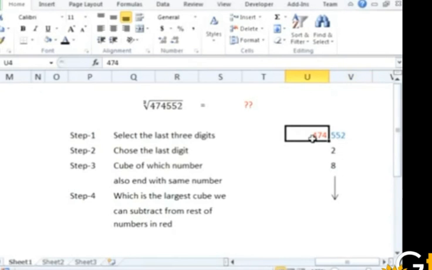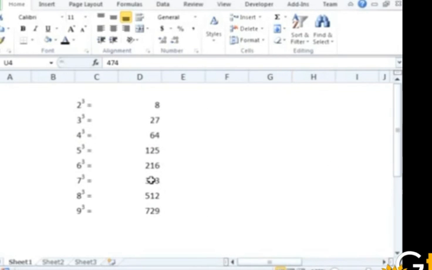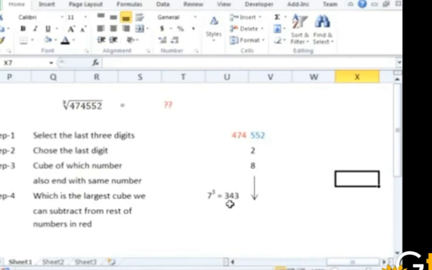So I'm going back to my table. I can find that 7 cube is 343 and 8 cube is 512. So 7 cube, 343, is less than my number. So I'm going to take this 7 cube, 343, which is less than 474, right? So the number is 7 on the left side and 8 on the right side. So that's the answer. Simple, right?